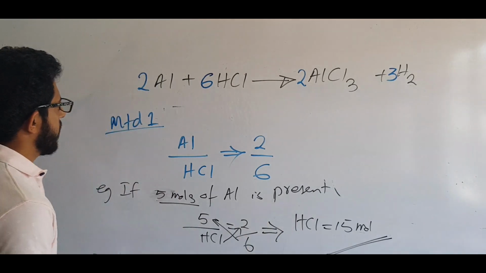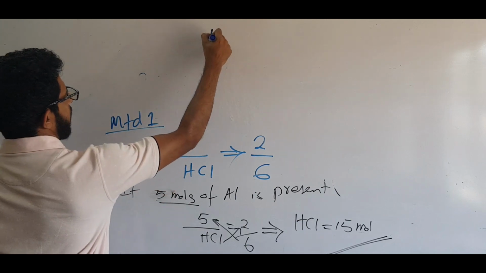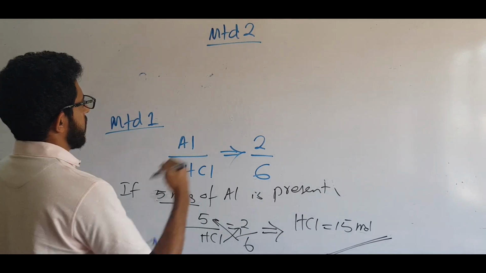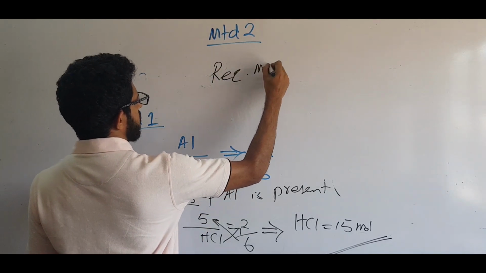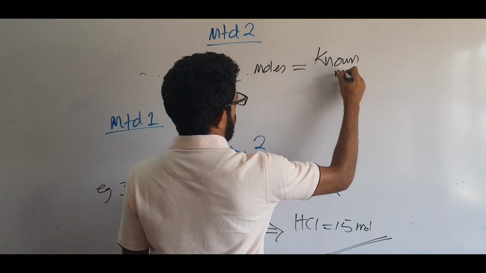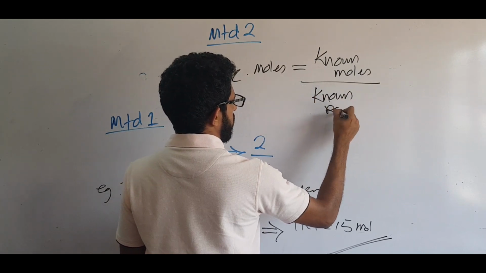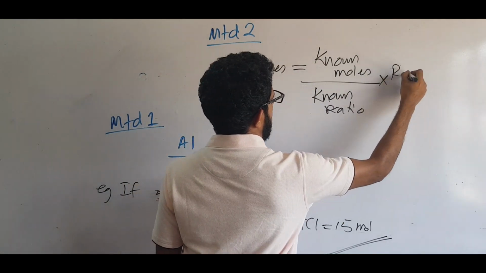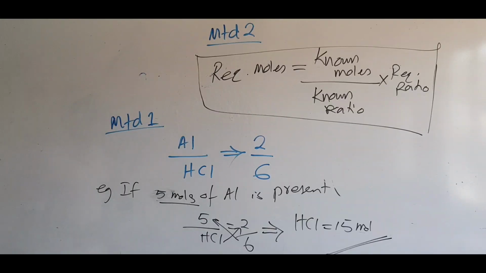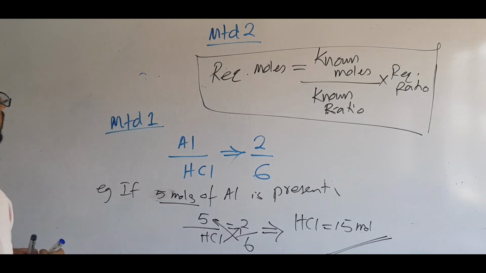So what is the second method then? I'll write it over here. Method 2 would be, you can use a formula like this: required moles equals known moles over known ratio, into required ratio. You can use this formula as well, right?